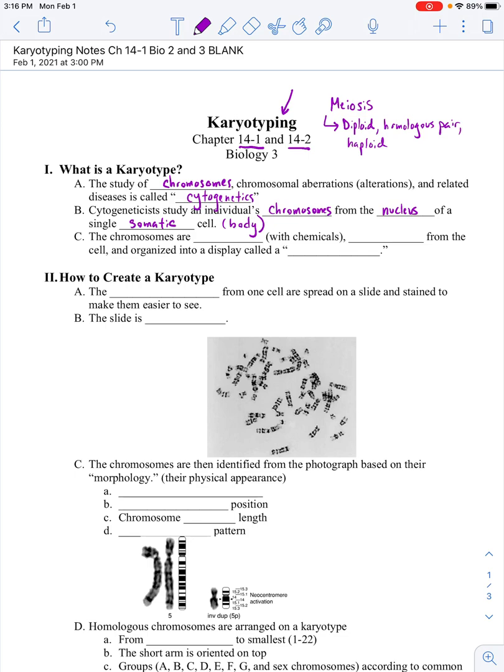Now, in order to look at these chromosomes, typically the cell is not going to have chromosomes formed because the cell more than likely is in interphase. So the scientist actually has to condense the chromosomes by adding chemicals. And then they remove the chromosomes from the cell. And then they are put into what you know as a karyotype.